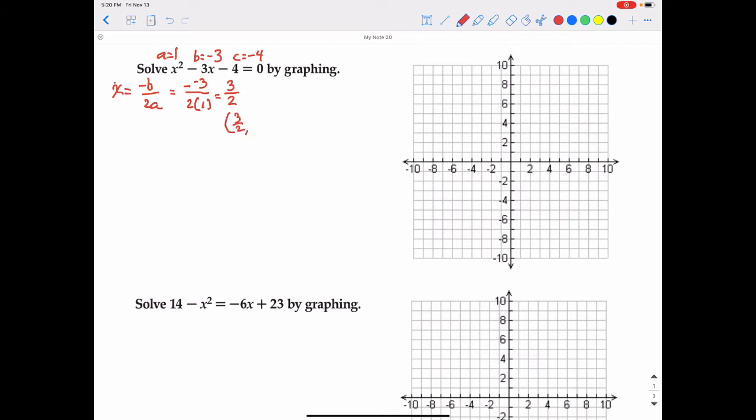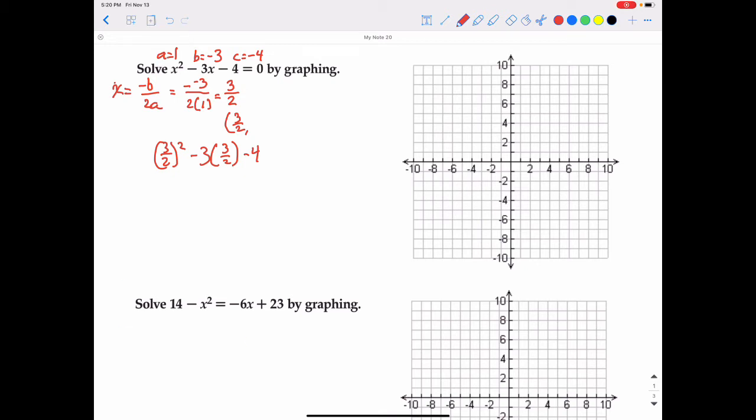And then we will replace the x in the original problem with 3/2. So that will give us 3/2 squared minus 3 times 3/2 minus 4. That's not going to likely equal 0. It might equal 0, but remember, when we set it equal to 0, we're looking for the x-intercepts, which are the solutions to the equation. We're still looking for the vertex, so this is more than likely going to be something other than 0.